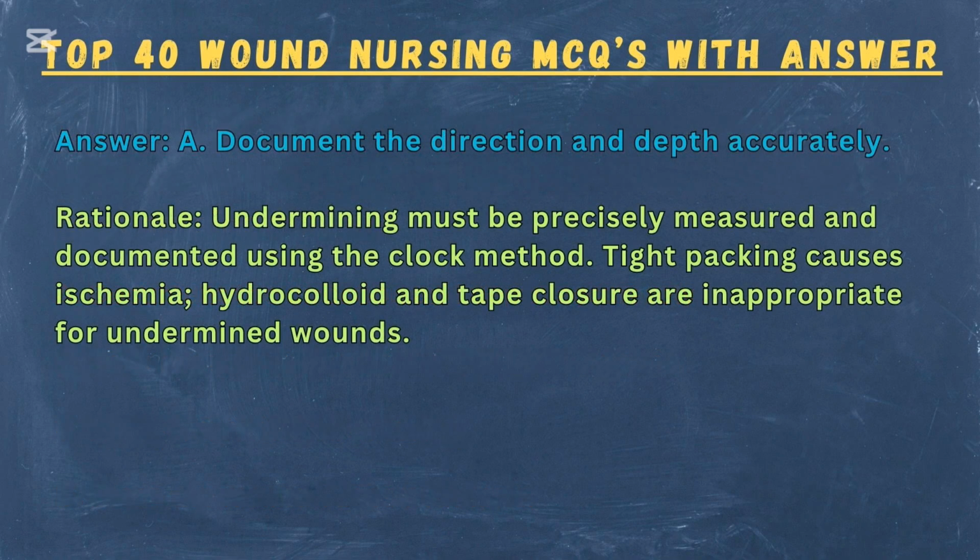Answer. A. Document the direction and depth accurately. Rationale. Undermining must be precisely measured and documented using the clock method. Tight packing causes ischemia. Hydrocolloid and tape closure are inappropriate for undermined wounds.